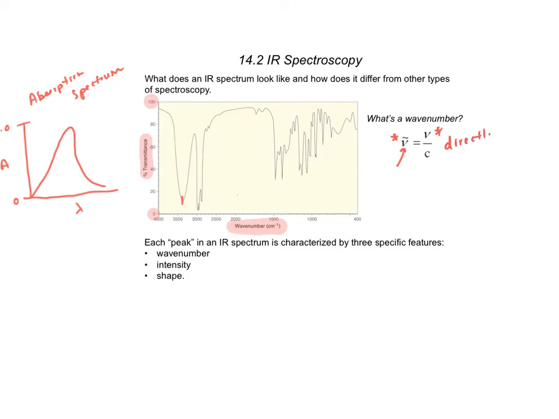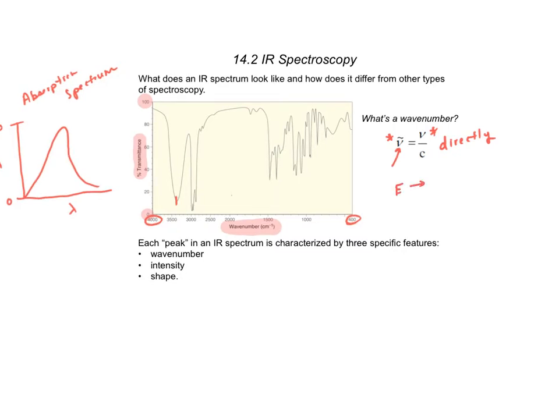So because of that, we have 4,000 over here versus 400. Which side of the spectrum is going to have the highest energy? Or how does energy relate with respect to the spectrum, going from 4,000 wave numbers over here to 400 wave numbers over here? So frequency and wave number are directly proportional. How does frequency relate to energy? That's also directly proportional. So energy and frequency are also directly proportional.